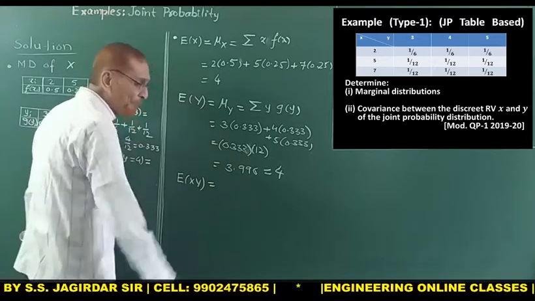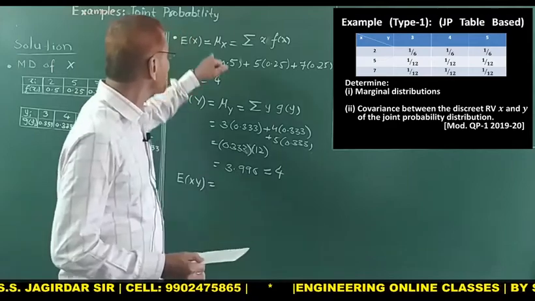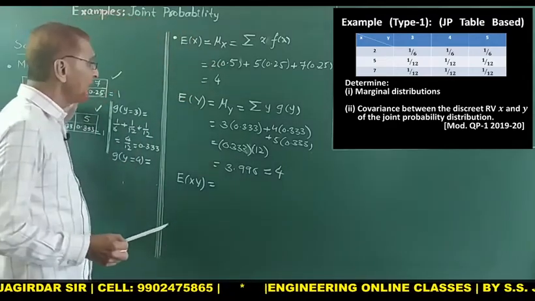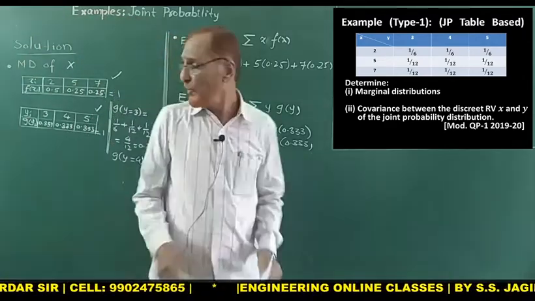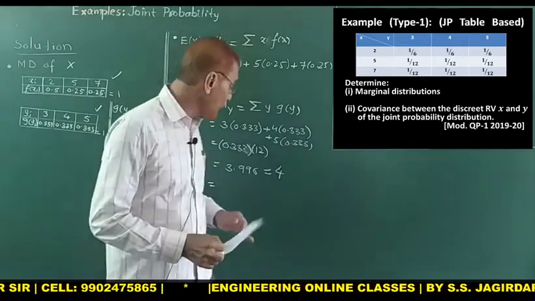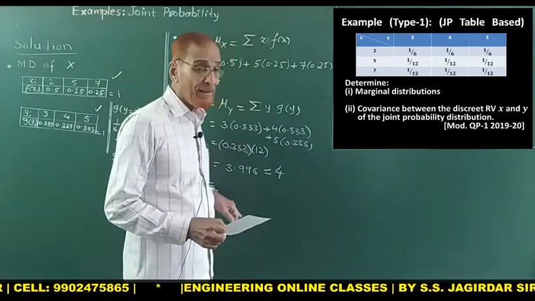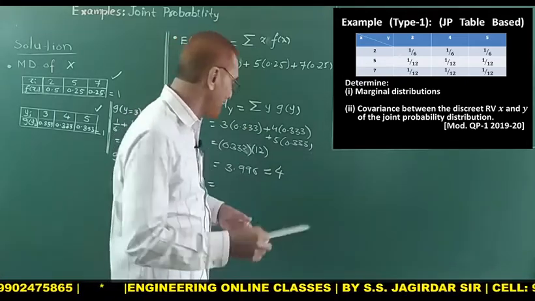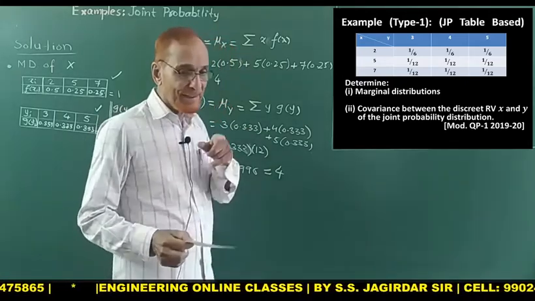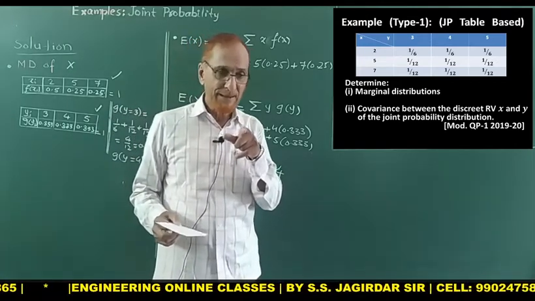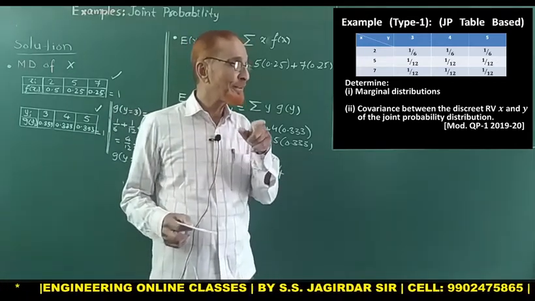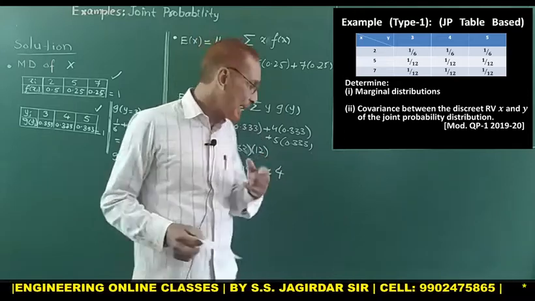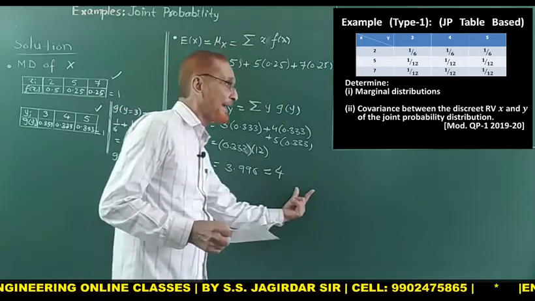So gentlemen, when you want expectation of x, you refer to this table. When you want expectation of y, you refer to this table. But when you want expectation of xy, then you have to refer to the joint probability table itself. You can see there are 3 values of x and 3 values of y, so there will be 3 into 3, 9 pairs. That means 9 terms you have to add up here.